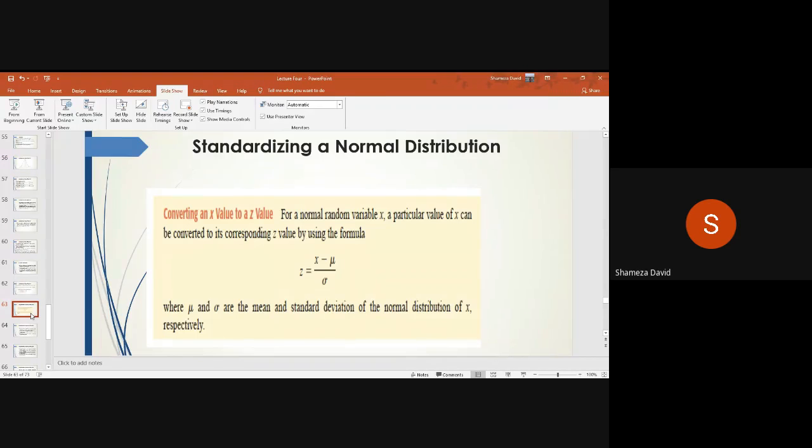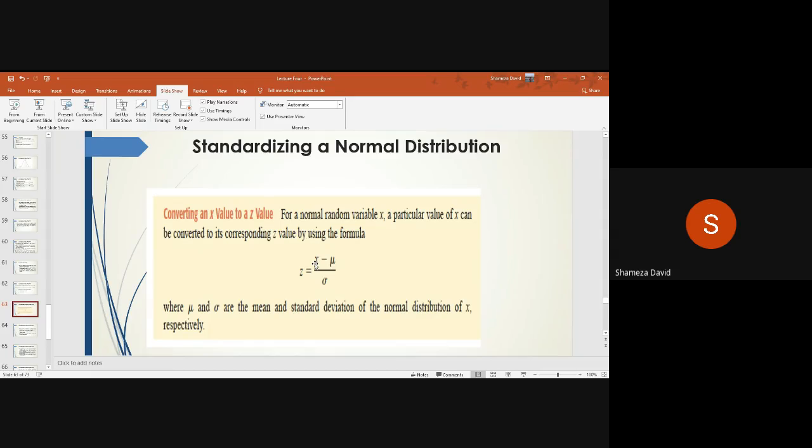Now, we mentioned earlier that we would need to convert all the X values for our specific distribution to Z values. And how do we do that conversion? It's a very simple formula, as you see here. Z is equal to X minus mu divided by sigma. Mu is the mean of the distribution. Sigma is the standard deviation of the distribution. And X is any given value within the distribution.